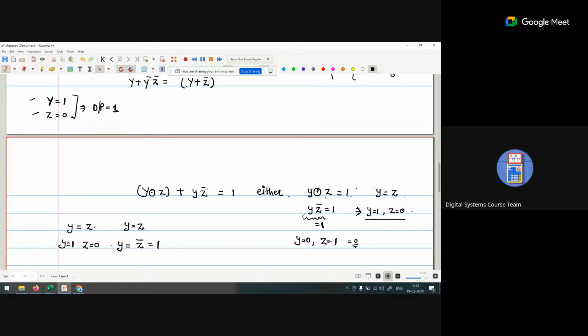So we have to take the two conditions now. So we can say that either z value is 0 or z value is 1. In both cases, output is 1. But y should always be 1.